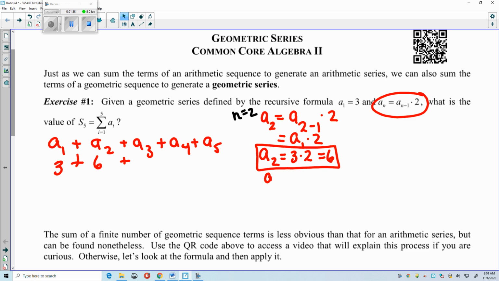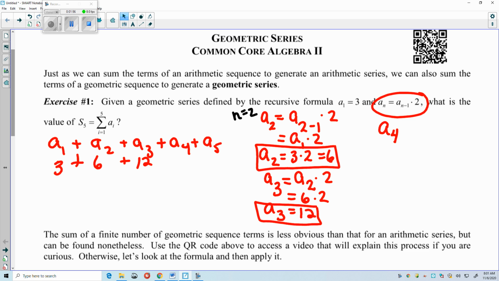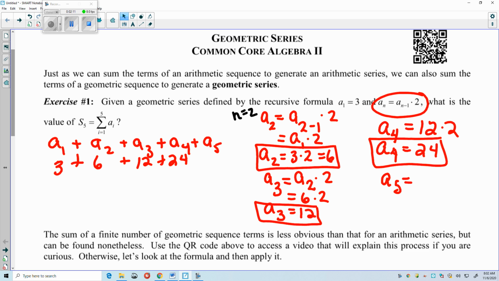And we're going to go to a sub 3. It's the same idea: it's going to be the term before times 2. So I'm going to have 6 times 2, which means my a sub 3 is 12. All of these are going to be the term before times 2. So for a sub 4, the term before was 12 times 2, so a sub 4 is 24. And if I'm looking for a sub 5, the term before is 24 times 2, so a sub 5 is 48.